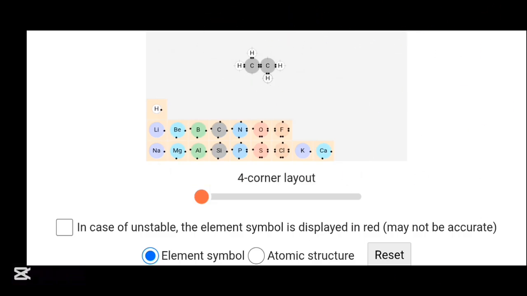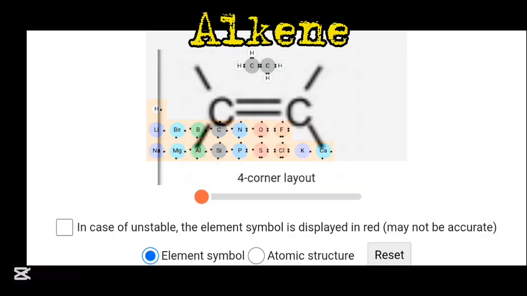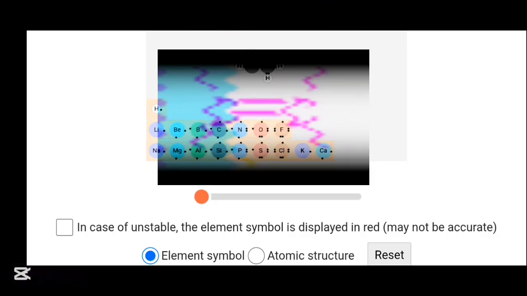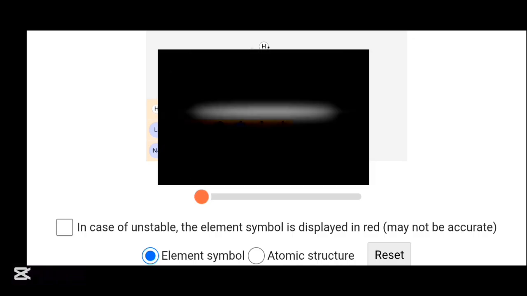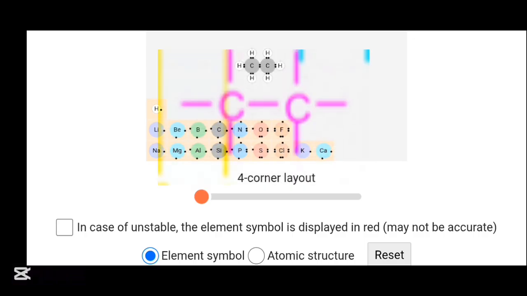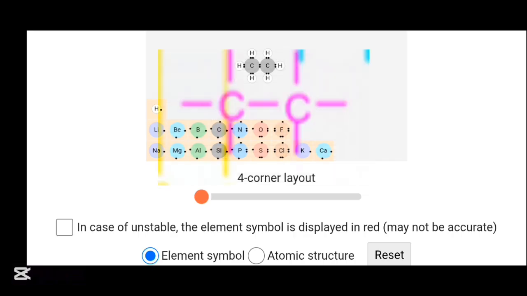Now we can see that between the carbon atoms, we have 2 pairs of electrons, meaning we have 2 bonds between the carbon atoms. This implies double bonds, which are shown with 2 lines. Here, between the carbon atom and the other carbon atom, there is only 1 pair of electrons. This implies that there is only 1 bond between the carbon atoms, and these are called alkanes.